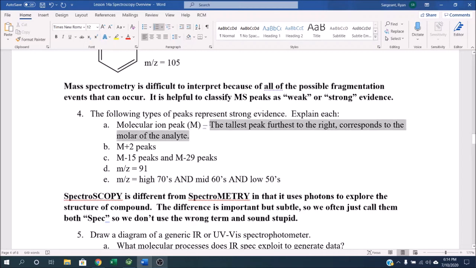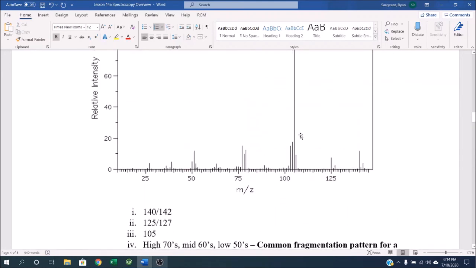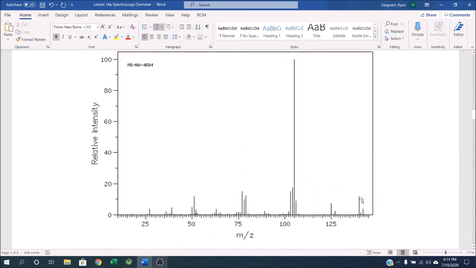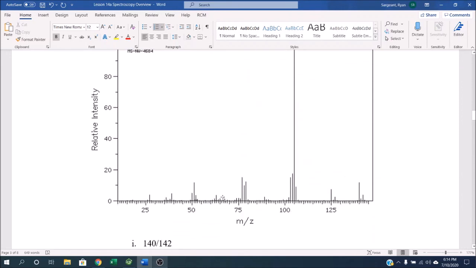Sometimes they'll just do you a favor and label it with a capital M, and they'll point an arrow to which of the peaks is the molecular ion peak. But it is generally the tallest peak that you encounter over here on the far right-hand side. This is the M+1, the M+2.